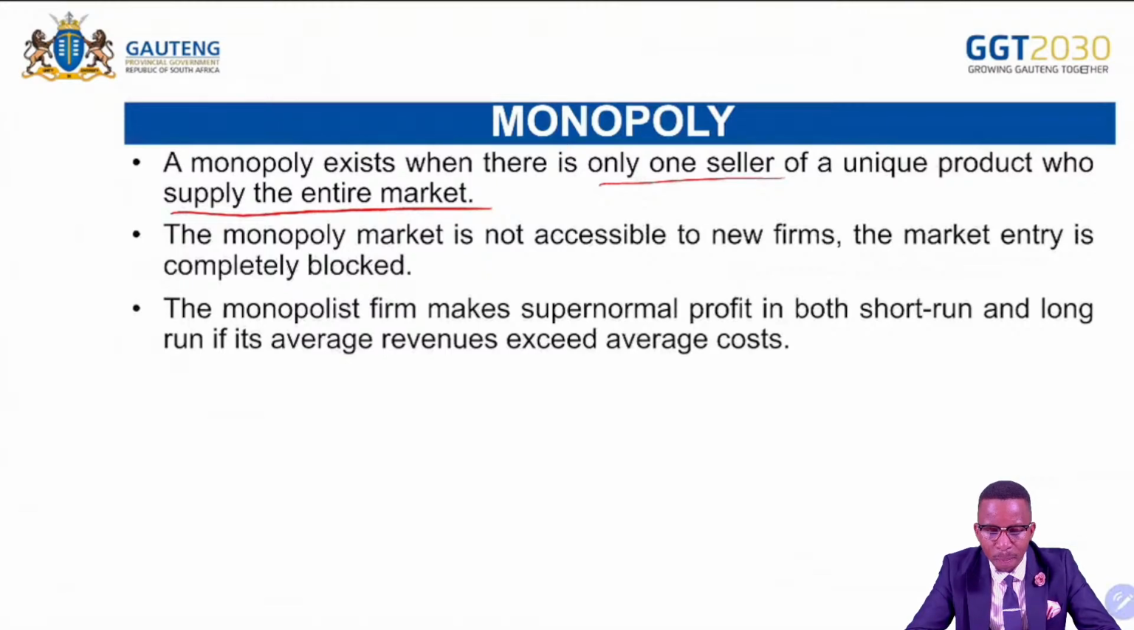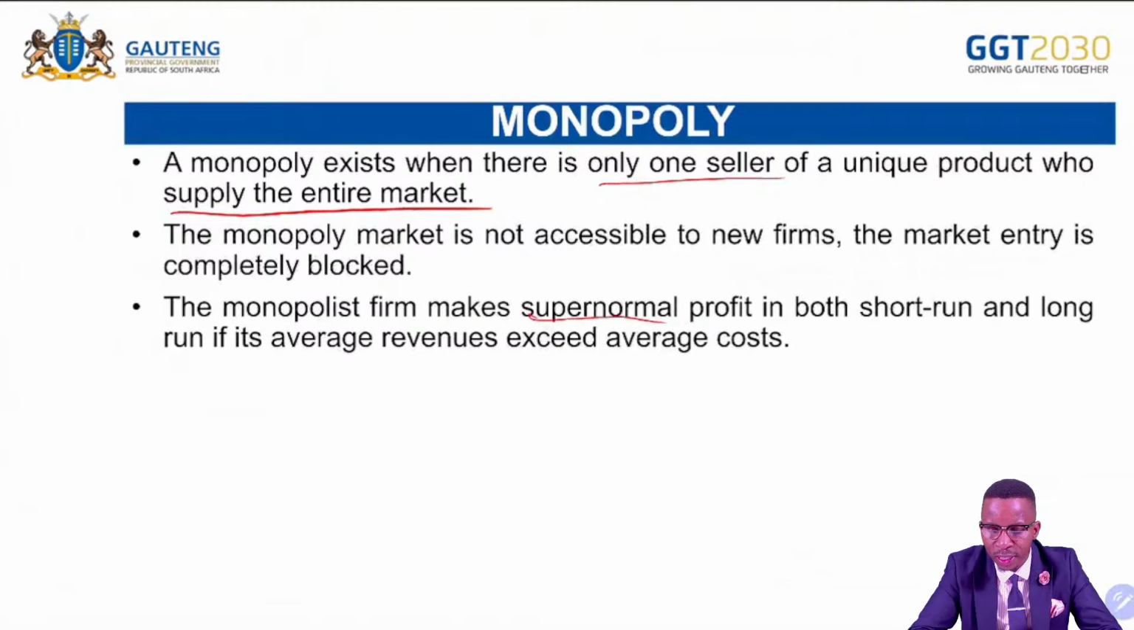The monopoly firm makes supernormal profit or economic profit in both short run and long run, but only if its revenues exceed its costs, either total revenues exceeding total cost or average revenues exceeding average cost. Remember, economic profit is an economic condition that occurs when the firm's revenues are greater than the firm's costs incurred in the business.